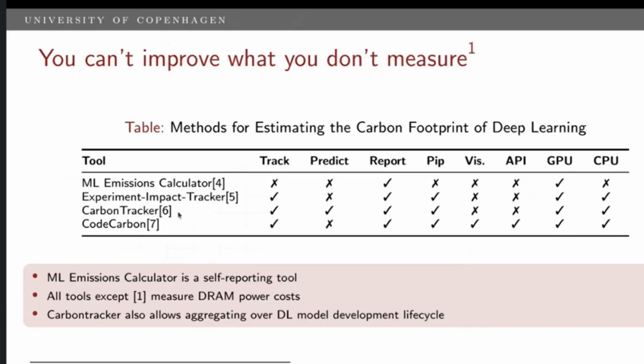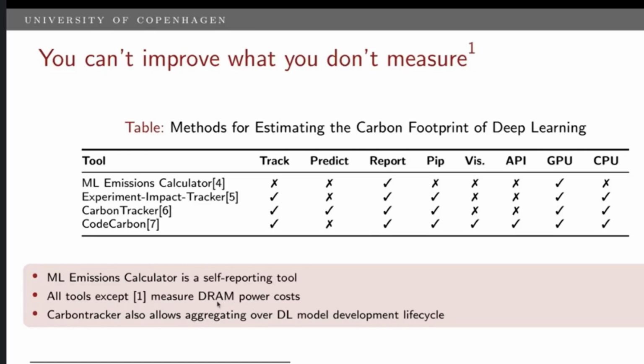And the tool Carbon Tracker is something that we published in 2020, and it's widely used. We have about 60,000 downloads, and we allow you to not only track but also to predict. Given a neural network training configuration, it allows you to make a prediction of what the cost would be if I train this model for this amount of time. And all these tools only focus on the GPU, CPU, and DRAM. So not a lot of overhead is taken into consideration.